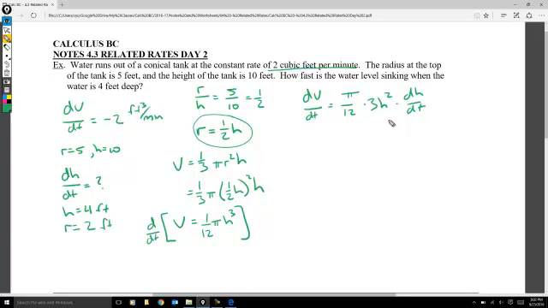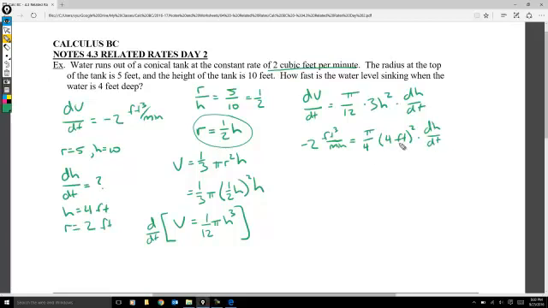Now I can plug in what I know. I know that dV/dt is -2. I'm going to go ahead and include my units, feet cubed per minute. And that's equal to, pi over 12 is a constant. Let's simplify this to pi over 4, we'll get rid of that 3. So pi over 4, I know h is 4 feet, that's being squared. And then dh/dt is what I'm trying to figure out.